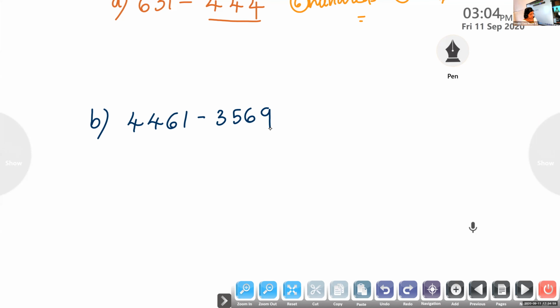Here, all the three places, all the three places, regrouping is there. Hundreds, tens, ones places, you have to do the regrouping. So be careful when you are doing regrouping.